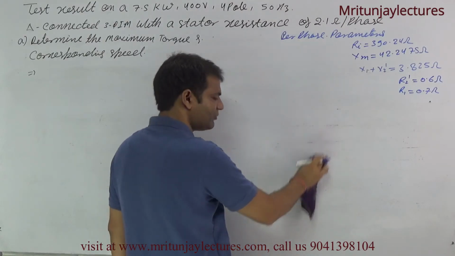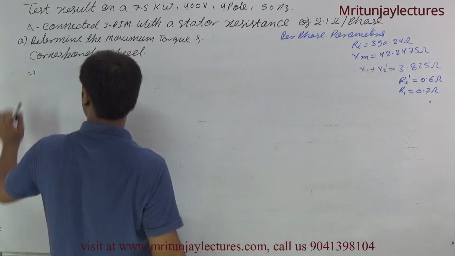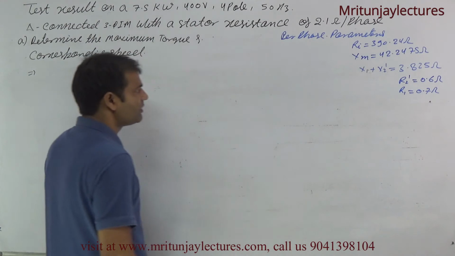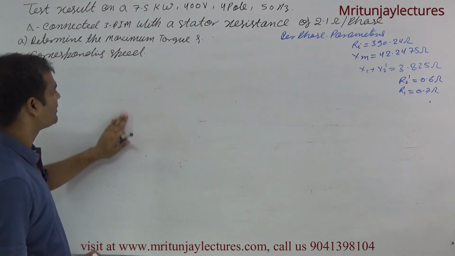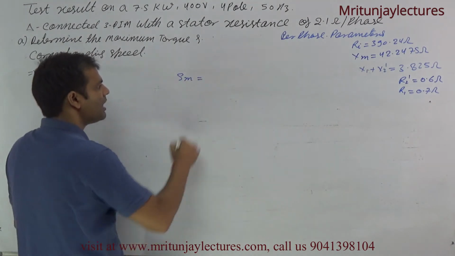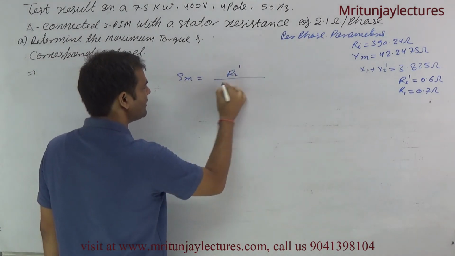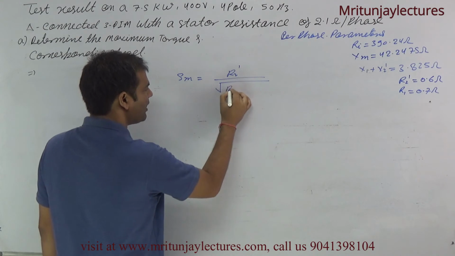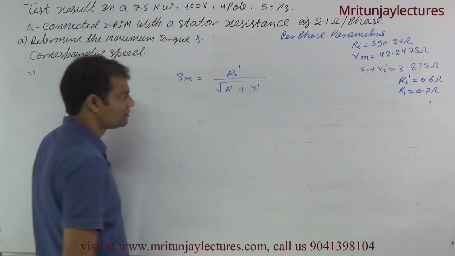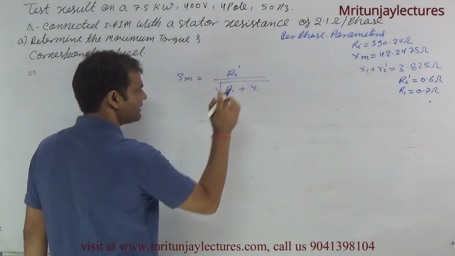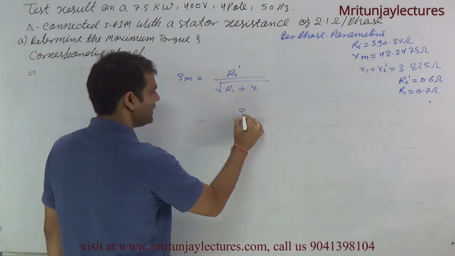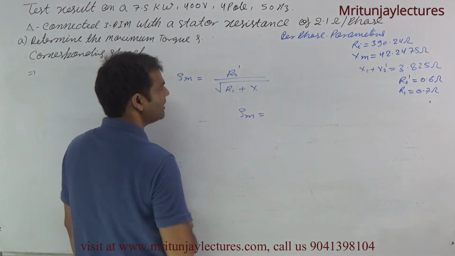Now, our first question is to determine the maximum torque and the corresponding speed. First of all, corresponding to maximum torque, what about speed? What about slip? Sm will be equal to r2 dash divided by the square root of r1 squared plus x squared. So maximum slip Sm will equal, what about r2 dash?